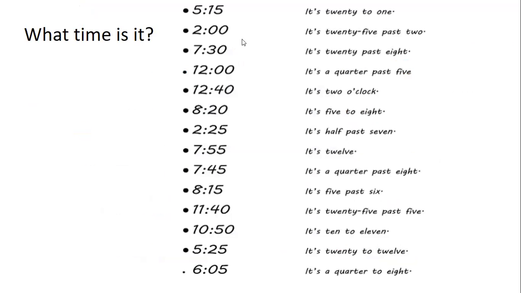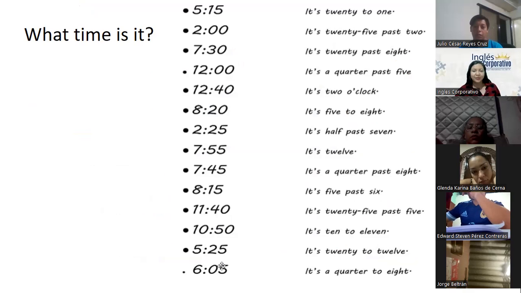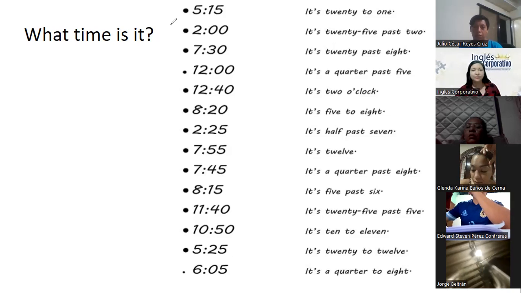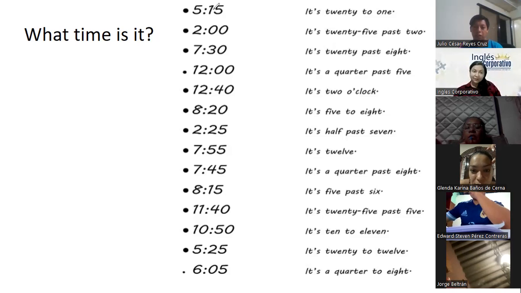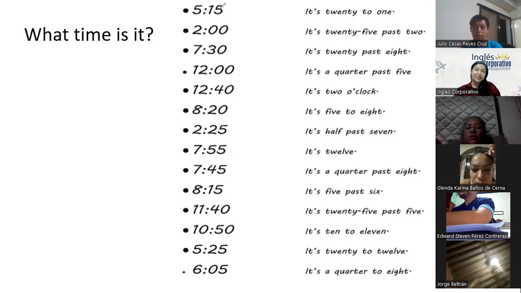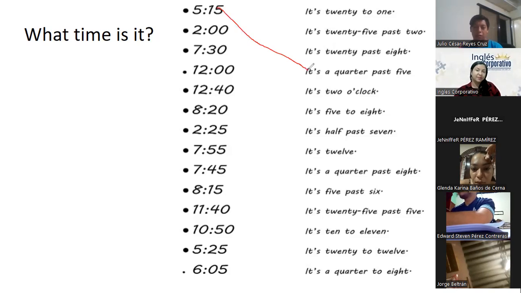Okay, now it's time to practice. We are going to match the time with the correct form, the correct sentence. So you're going to help me. It's a quarter past five. Very good. The second one.